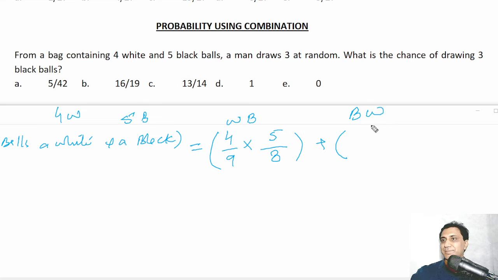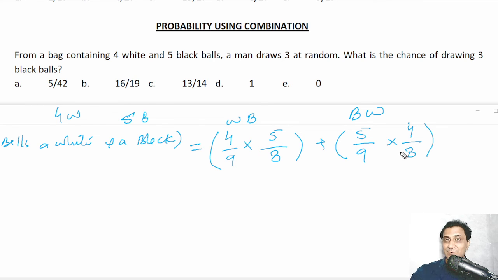Now black and white. What if I choose the first one black? That will be 5 upon 9. Here it was 4 upon 9, where here it is 5 upon 9. Now the next is white. We have 4 white still, 4 over, but the total is 8 now. 4 over 8. 5, 4, 9, 8. So the answer is the same. That's what I was saying. You simply multiply it by 2 factorial, that is 2. Why go the longer way?